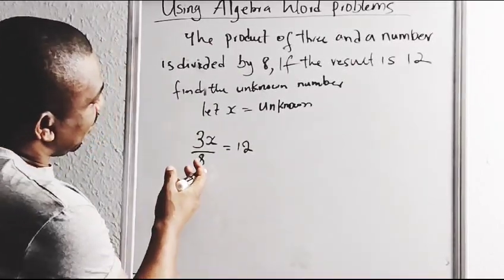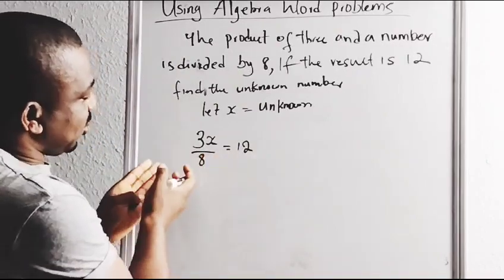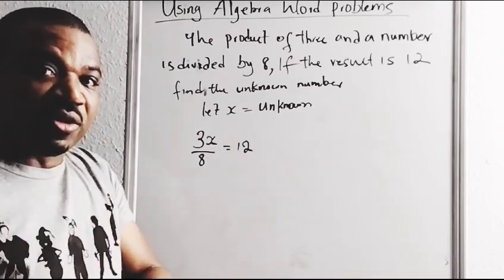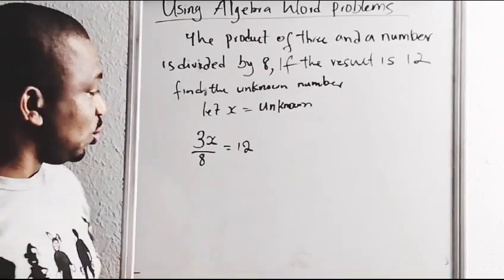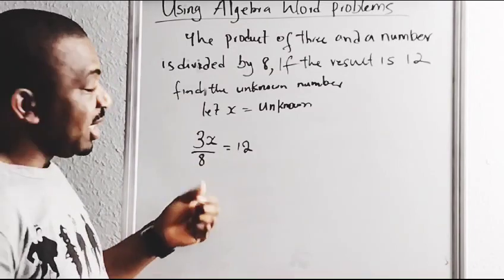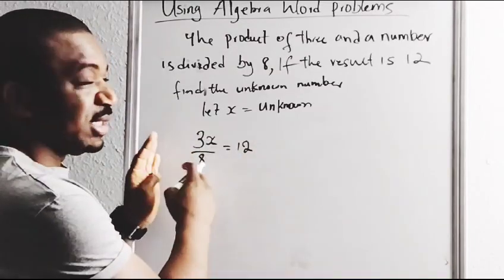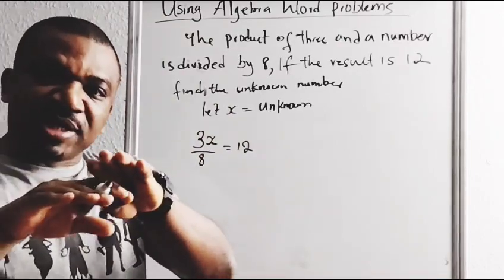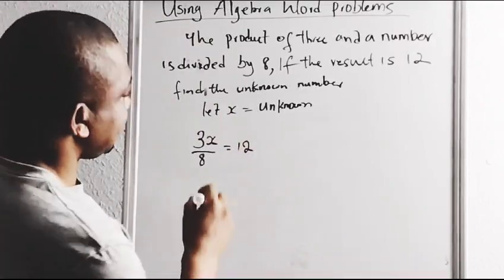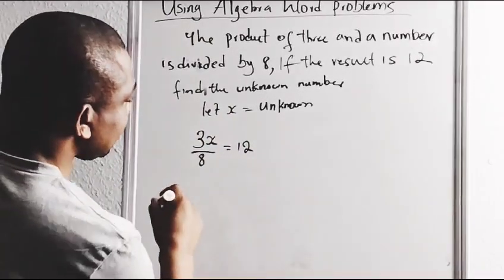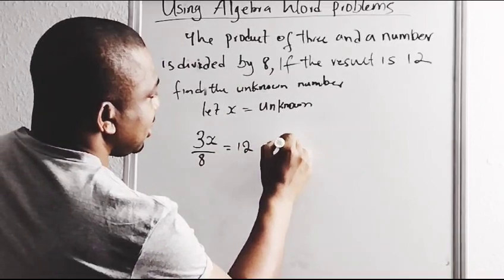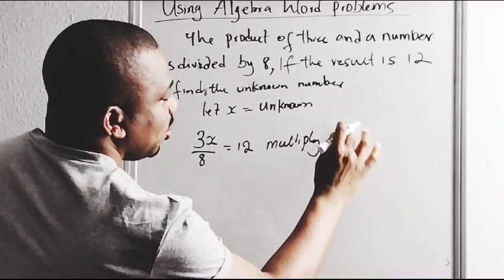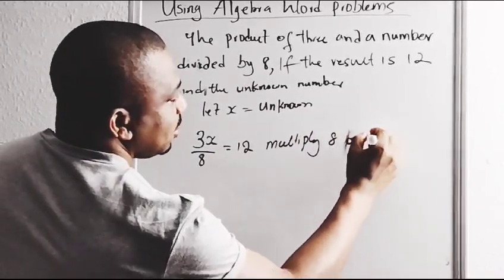Now, we have to make this question be in a linear form for us to be able to solve it easily. So the first thing you have to do, since we have 8 here, is to multiply both sides of the equation by 8 so that you can make the equation be in a linear form, or a straight line. So we say multiply 8 on both sides of the equation.